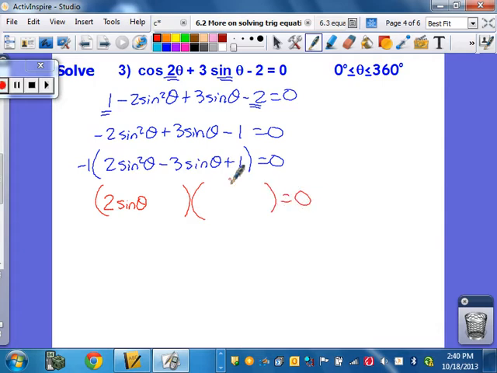I'm going to try to factor this. And then a 1 sine theta. I know it's a 1 and a 1. I know they both need to be positive or both negative. So since it's negative, they both need to be negative. So the factoring on this one turns out to be pretty easy.